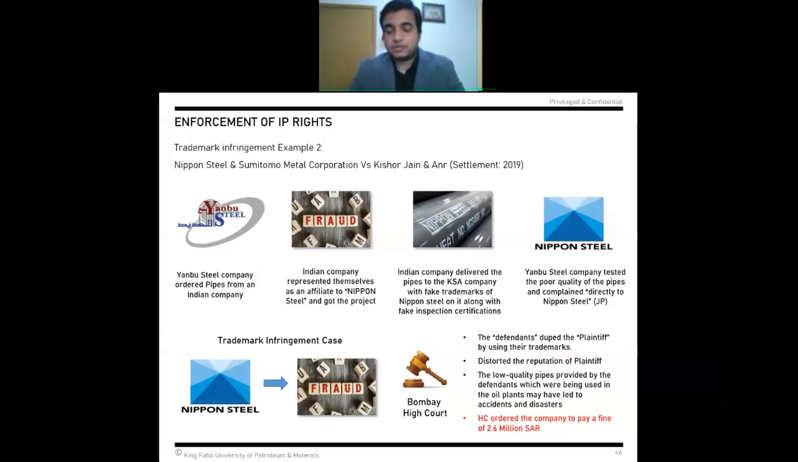The court found this allegation to be true, and they ordered the company to pay a fine of around 2.6 million riyals. So it is also possible. We see in this example that it is also possible to file a case against trademark infringement. So this concludes my presentation. I went a little bit over the time limit, but I would be happy to answer any questions any of the attendees have. Thank you.